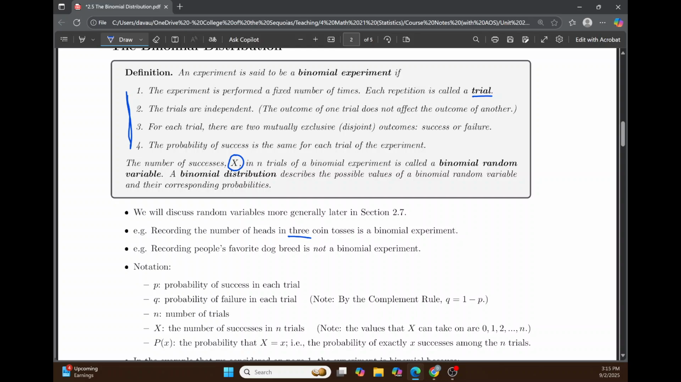On the other hand, recording people's favorite dog breed is not a binomial experiment. You don't have success and failure.